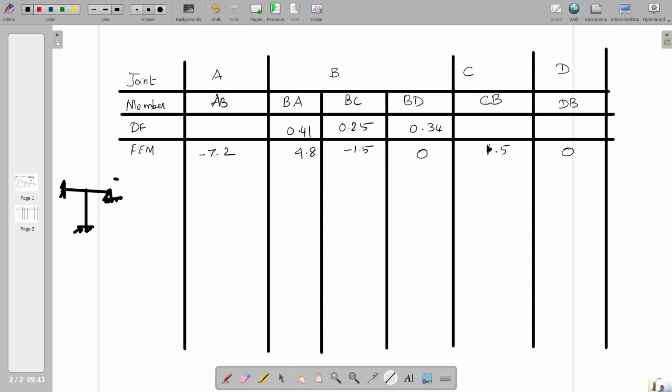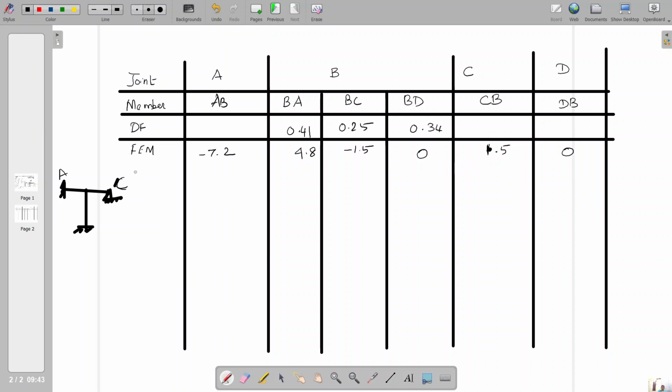In the simply supported condition, the bending moment is 0. In the fixed condition, there will be some moment. So at A, it is meaningful that minus 7.2 can be present at A. But at C, the 1.5 should not be present here. We have to release the moment to become 0.